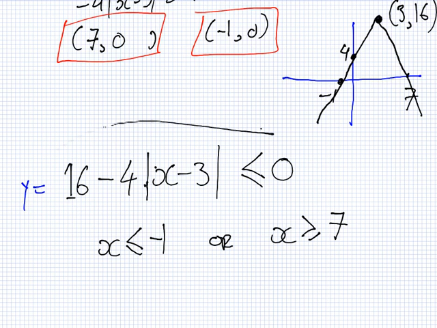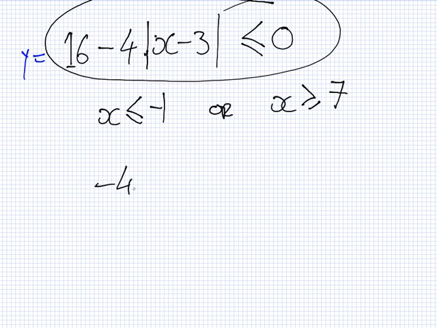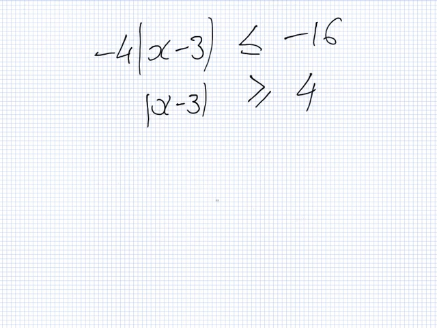So if I ask you to do a problem like this, one way you could do it is by looking at the graph. But that's only one way to do it. Another way, you try to solve this. You divide by minus 4. What happens when you divide by minus 4? This gets flipped. And then you square both sides. So you get x squared minus 6x plus 9 must be bigger than or equal to 16.